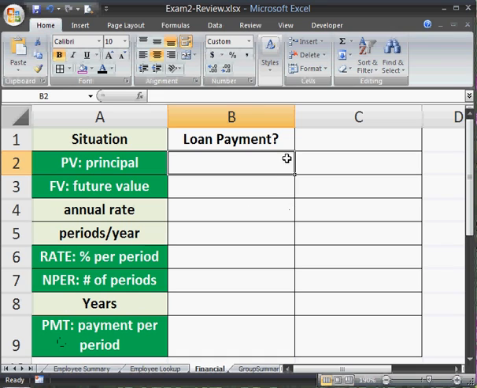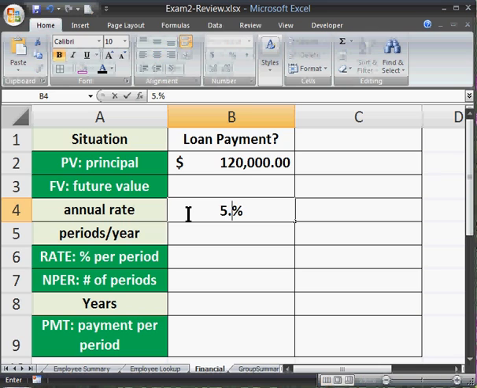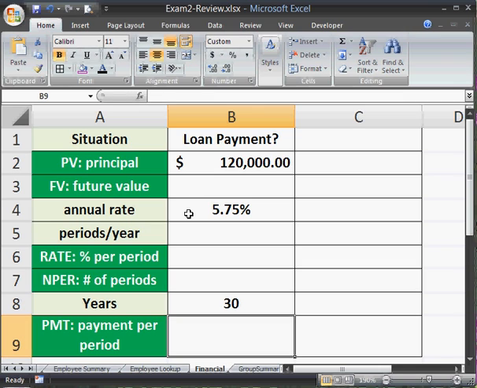PER, and PMT. These functions are great for figuring out what your loan payment would be on a given mortgage. Suppose we're going to get a mortgage for $120,000. And we go down to the bank and we find out that the annual rate they're charging is 5.75% interest. All right. And it's going to be a typical mortgage. We'll go for 30 years. What would we pay for our payment each month, our monthly payment?